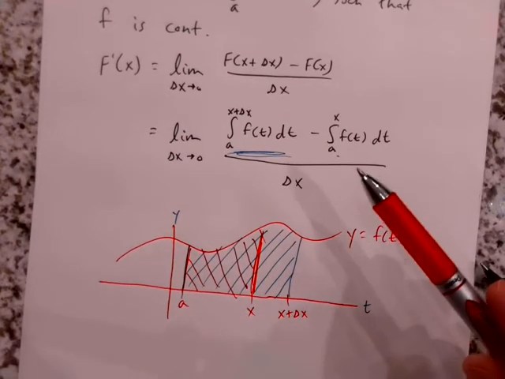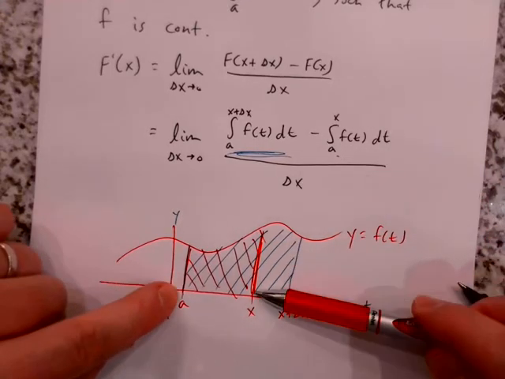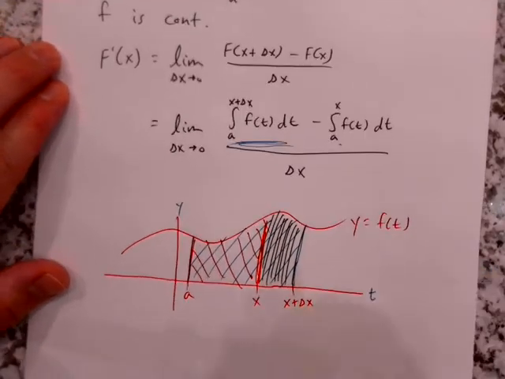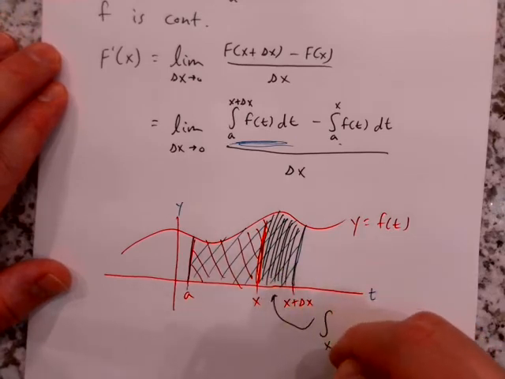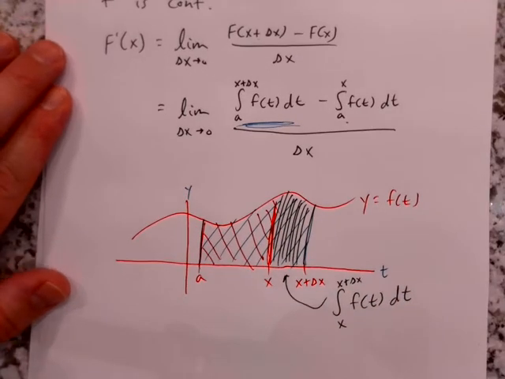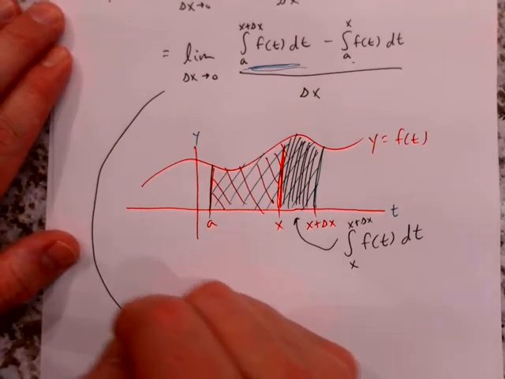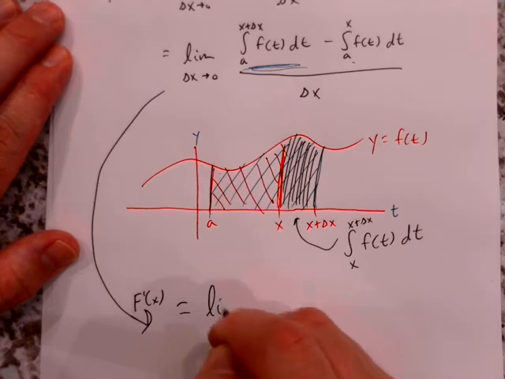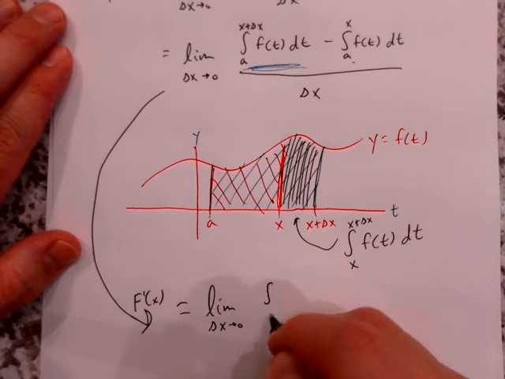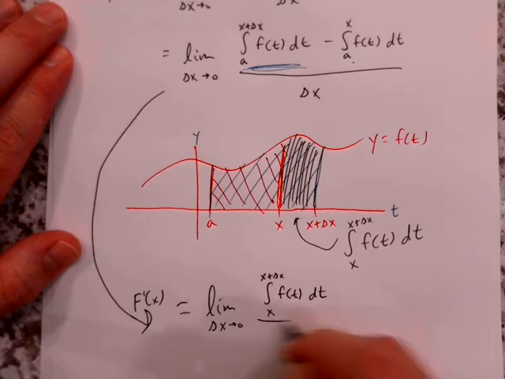What you're left with after you do the whole area from a to x plus delta x, and then you take away the area from a to x, is this region right there, which is the integral from x to x plus delta x of f of t dt. So we rewrite our derivative, big F prime, as the limit as delta x approaches 0 of the integral from x to x plus delta x of f of t dt, over delta x.